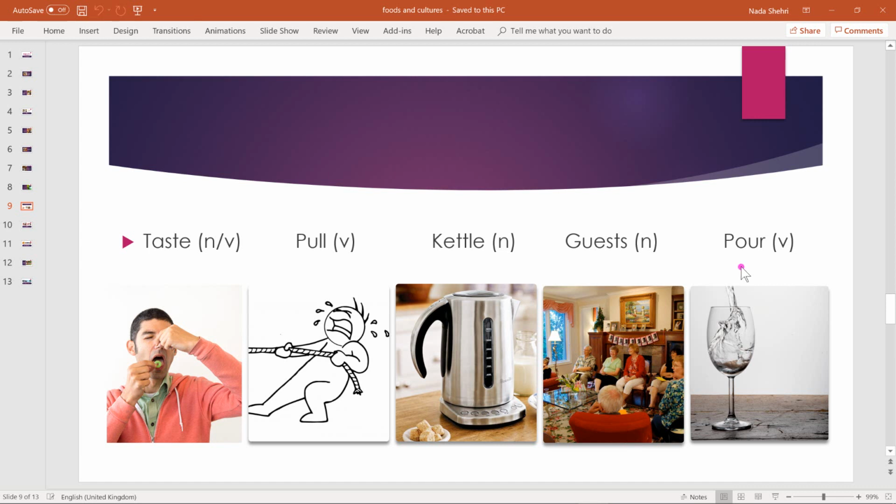And the final term is pour. Pour is a verb. Like for example here, we pour water. It can be tea, it can be juice. To pour something, to pour liquids, usually it comes with liquids. Pour means يسكب. Liquids means سوائل. So pour is a verb.